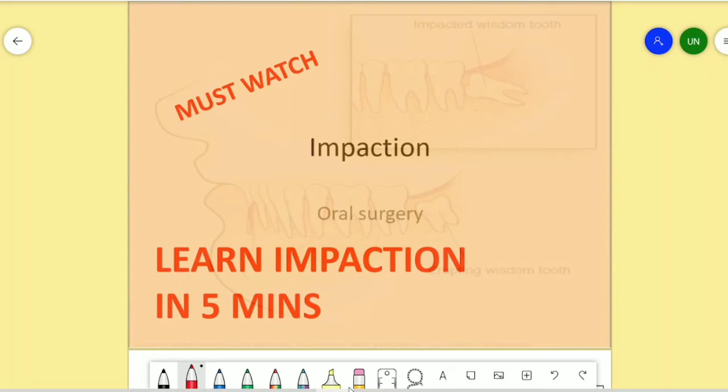Today we are going to learn a very important topic, that is nothing but impaction from oral surgery. So let's get started without any further delay.